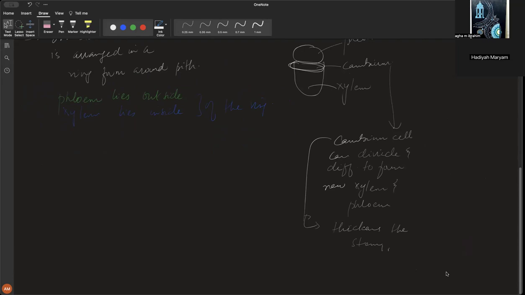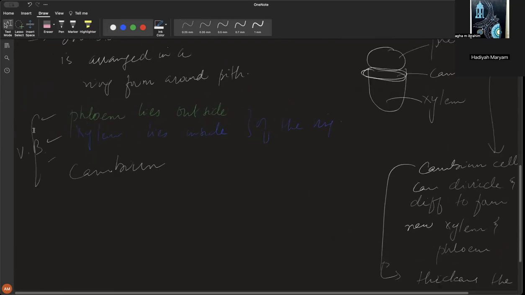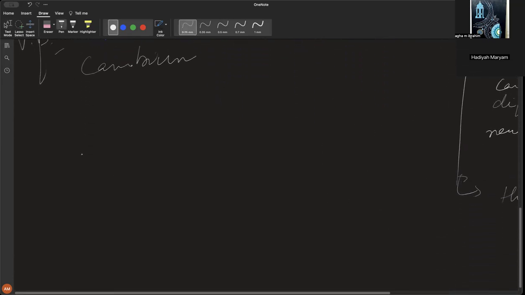So then there is cambium now. Right? Together, this is all vascular bundle. After this vascular bundle part, we have the cortex, right? The cortex region, which is made up of parenchyma and collenchyma cells, right?